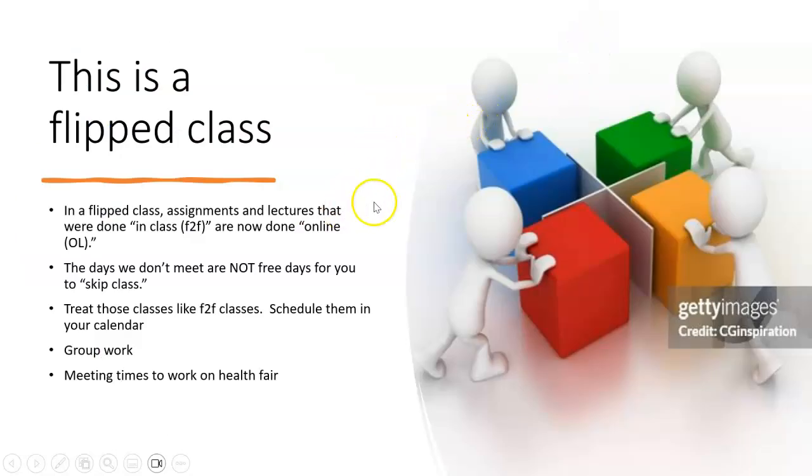This is a flipped class, and in a flipped class, the assignments and lectures that used to be done in class or in a face-to-face setting are now done online. The reason this happens is because you work in a group all semester. You must meet outside of class time in order to be successful. Since most of you have family obligations or work obligations, it's very difficult for you to find a mutual meeting time outside of our class time. So in order to give you time to meet during class, those lectures have to go online.